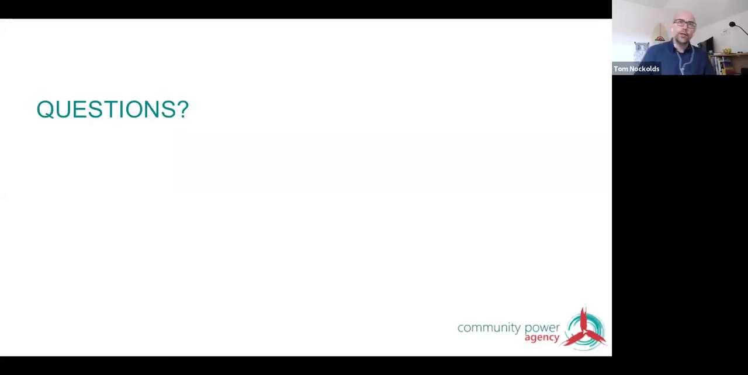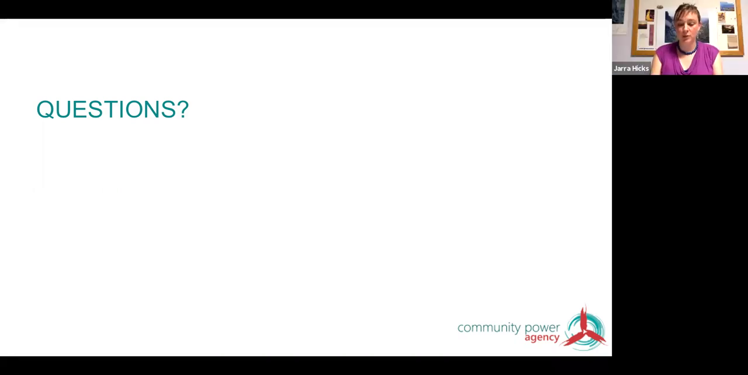Genevieve, how do you prioritise locals with a share offer? So in one of your slides, you were saying you might choose to prioritise locals. I think it was that previous one. Do you give people within a certain region higher returns? How? Yep. So there's multiple different ways that you can do this. So you can set the minimum share offering at a lower rate for locals. So, for example, Hepburn Wind did this.